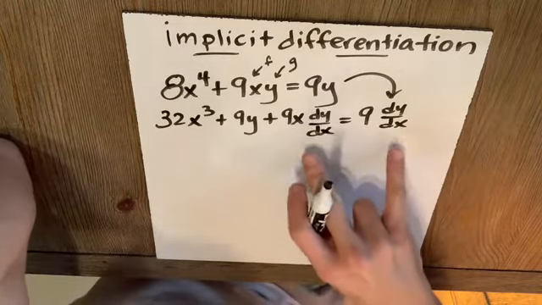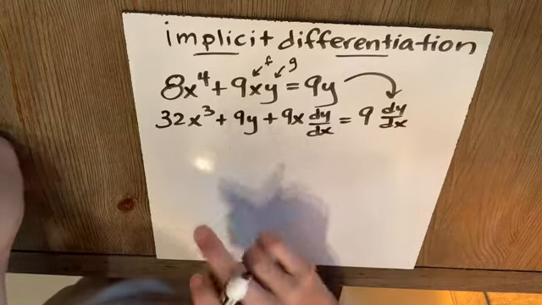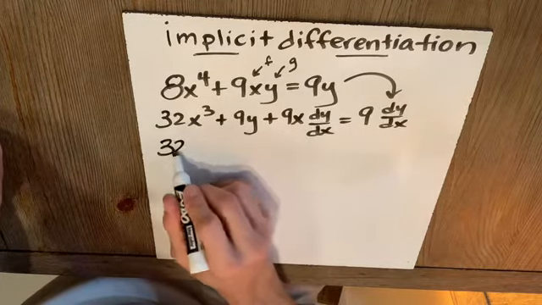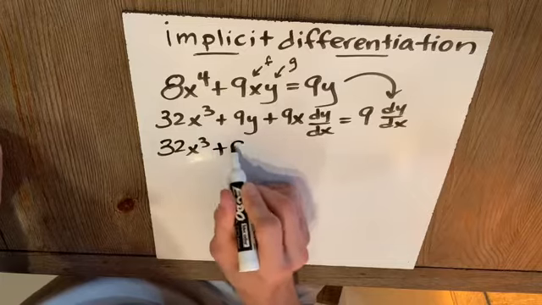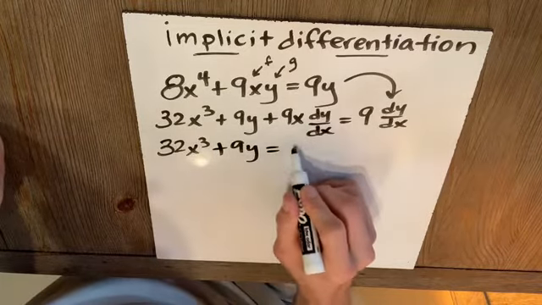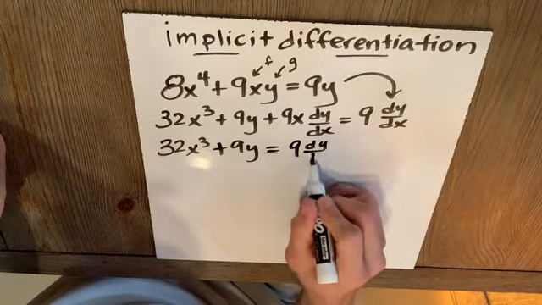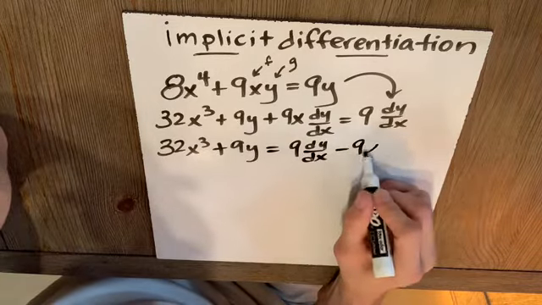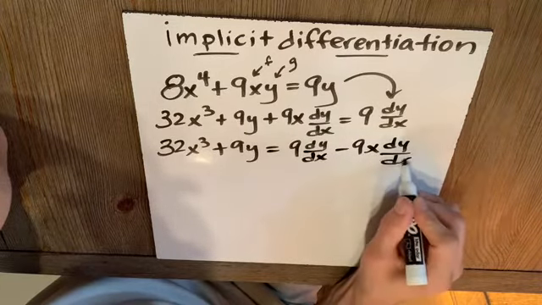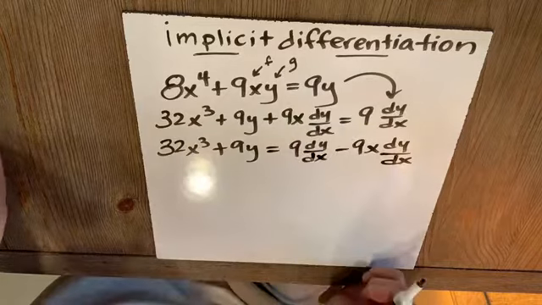Now, I've got to get these two together, and I'll put the others over here. You know what? Let's just leave these guys over here. They're not bothering anyone. Is equal to 9 dy/dx minus 9x dy/dx. So all I did is I subtracted 9x dy/dx from both sides.